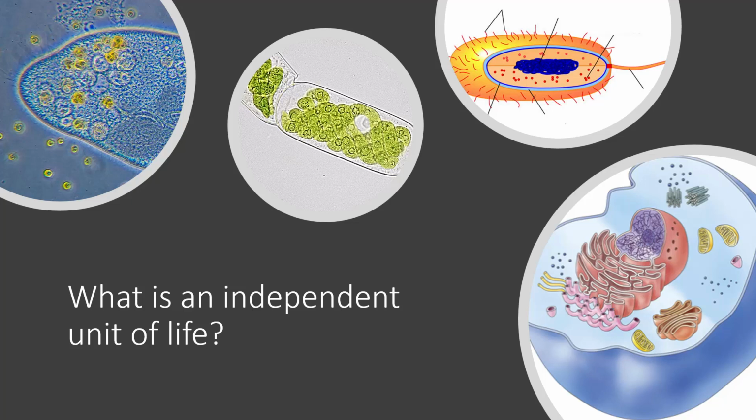What is an independent unit of life? An independent unit of life is called a cell, C-E-L-L. And cells come in all different shapes and varieties. You can see some pictures here of different cell types.